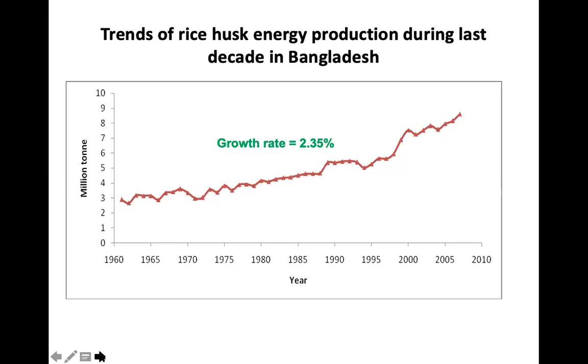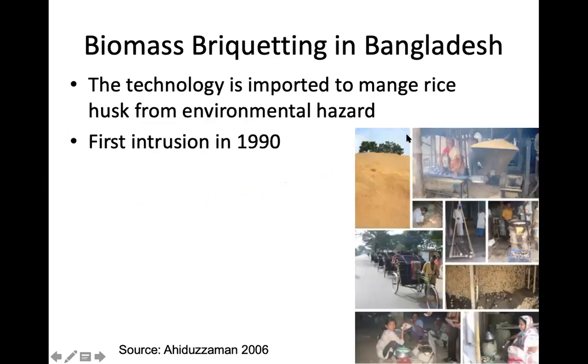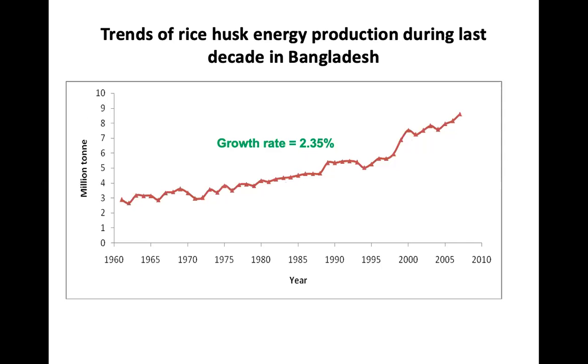Trends of rice husk energy production during the last decade in Bangladesh. Over the last few decades, rice production has significantly increased. This is why rice husk production also increased. Growth rate is 2.35%. But unfortunately, rice production, although increasing, is increasing very slowly, it is almost at a plateau. So rice husk production also would not increase steadily.